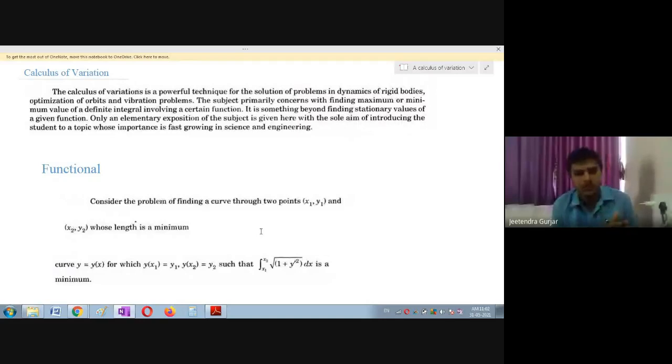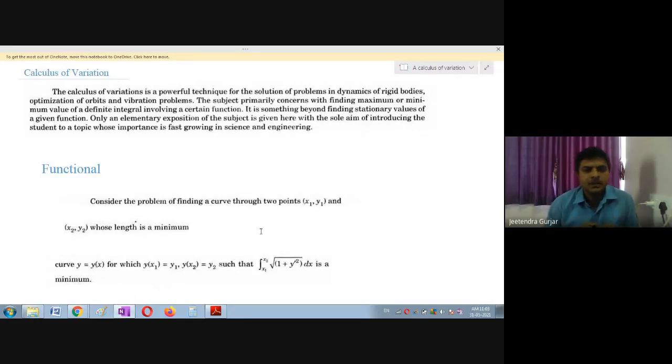There is a solution for every problem. That is what mathematics says. It says that for every problem there is an alternate solution. Alternate, you have an option, right? So here also this is a powerful technique for solutions of problems in dynamics of rigid bodies, optimization of orbits and vibration problems. So this is all we are going to deal with.